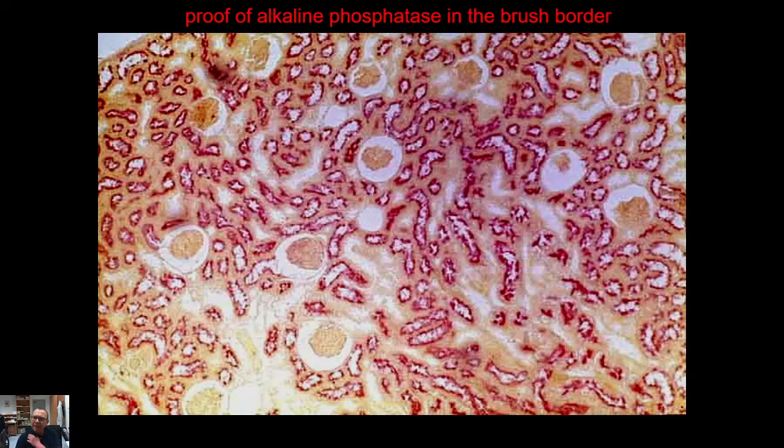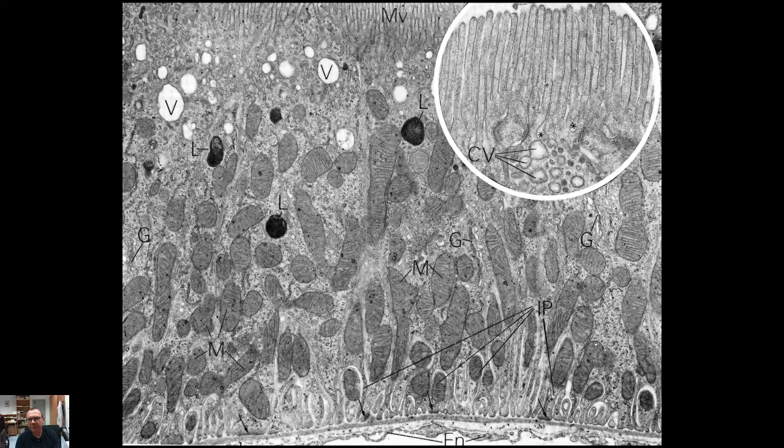Brush border of the proximal tubule cells is rich in one special enzyme. It is called alkaline phosphatase, which can be histochemically stained, and so if you do this proof of alkaline phosphatase, you can recognize these proximal tubules very quickly, but it isn't necessary. You will recognize them even without this proof, according to all features which I already described.